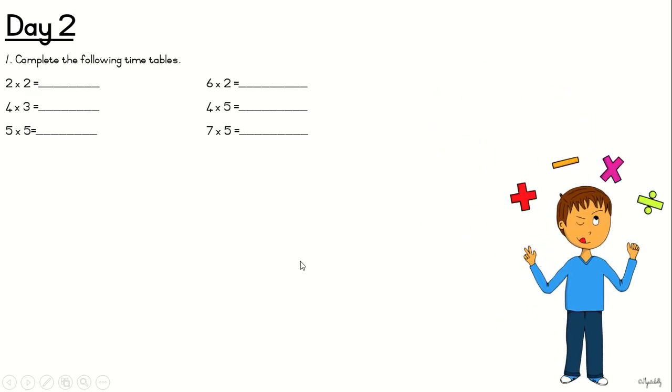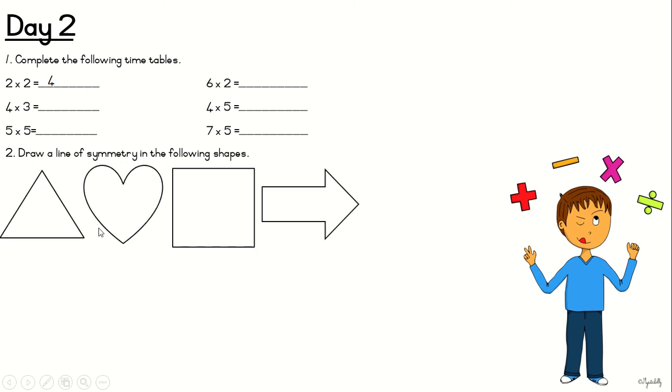And it starts with 2 times tables. And 4 and 3. Right, I'm going to do only the first one for you, and the rest you can do yourselves. 2 times 2 is 4. Right, let's see our next question. Draw a line of symmetry in the following shapes. Triangle, a heart, a square, and an arrow.